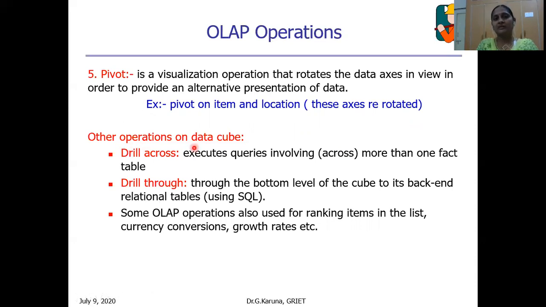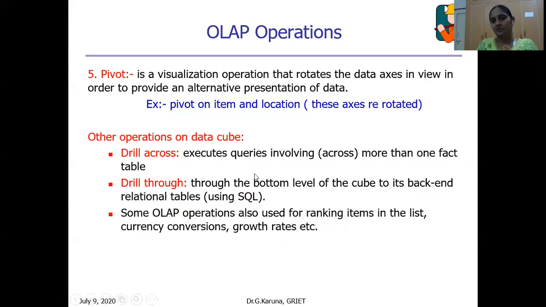Apart from this, we can perform other operations on a data cube, such as drill across, drill through, and many other OLAP operations. Drill across executes queries involving more than one fact table. When our data has more than one fact table, go for drill across. If you want to perform analysis going through the bottom level of the cube to the back-end relational tables, then go for drill through. Some other OLAP operations are used for ranking items in a list, currency conversions, growth rate, etc.